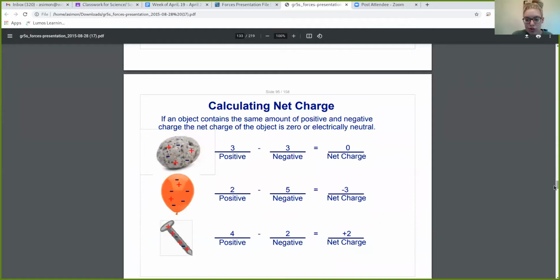All right, so that's kind of what we just saw there, guys. Remember, we take the number that we have the most of, whether positive or negative, and we subtract them. That tells us what our net charge is going to be and whether it's going to be positive or negative.